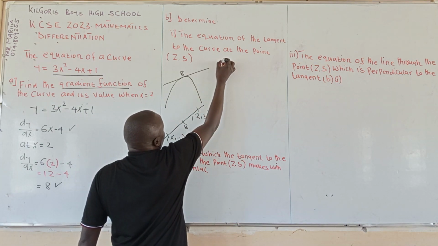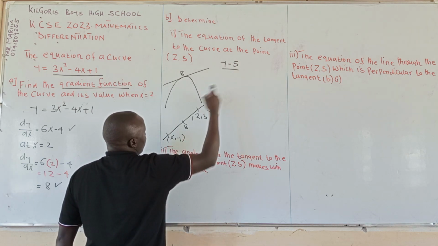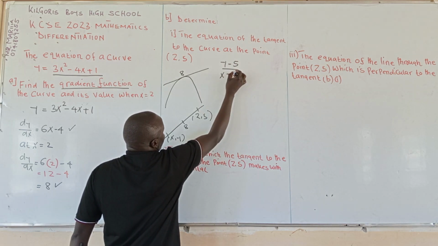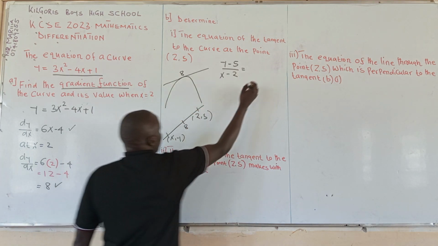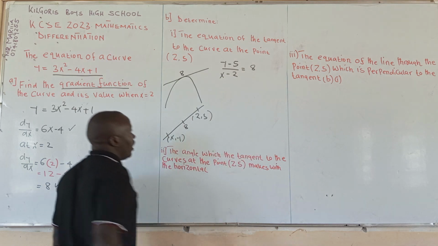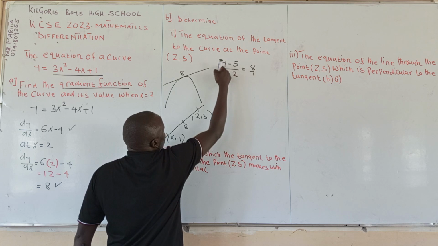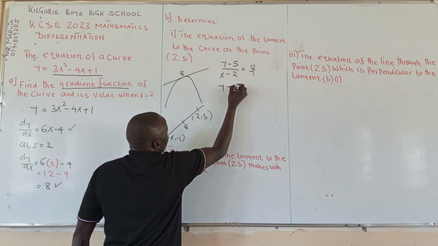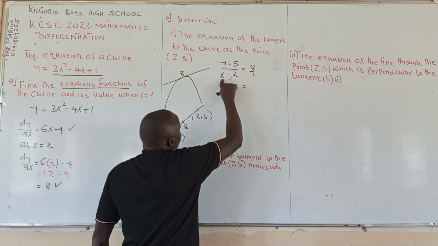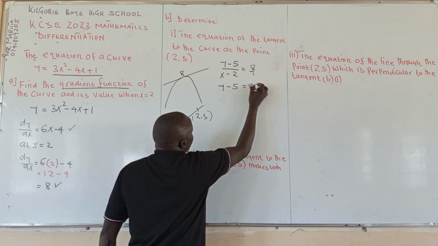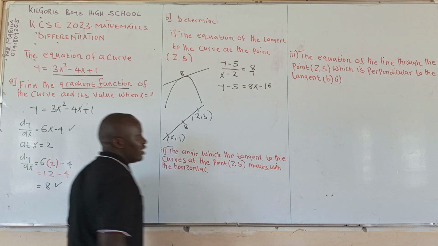So we have y minus 5 divided by the change in x coordinates, which is x minus 2, and this will give us the gradient. Our gradient from part 1 was 8, so you can put this over 1. So we have 1 times y minus 5, which is y minus 5, equal to 8 times x. We have 8x, and we subtract 8 times 2, which gives us 16.